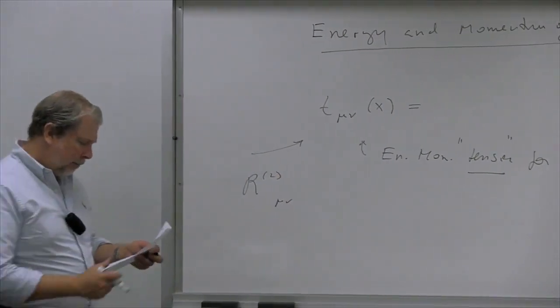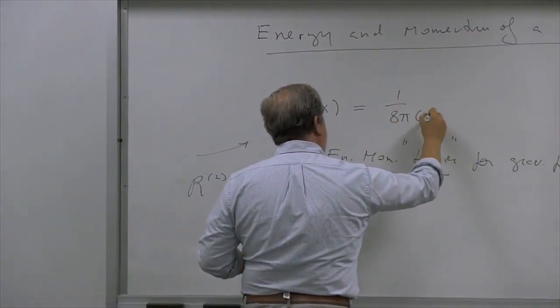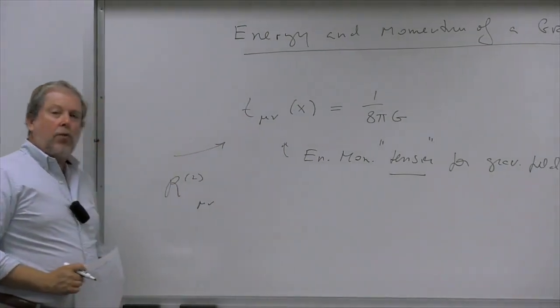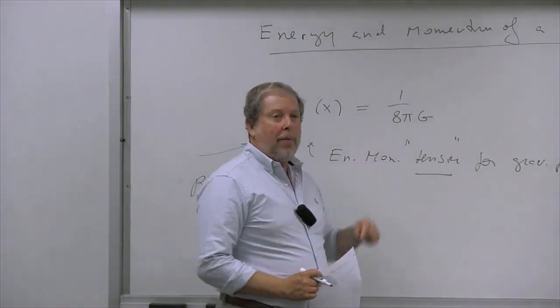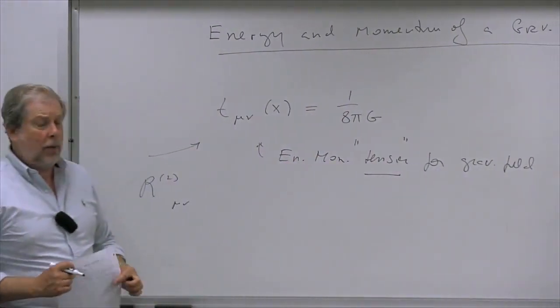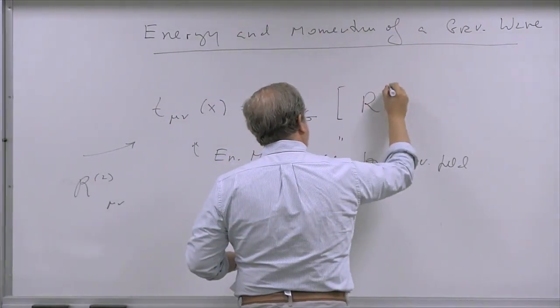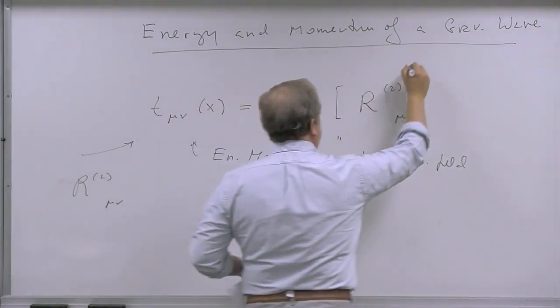Right? And so this was defined as 1 over 8 pi G, because as we write down the field equation for the h mu nu, we have an 8 pi G in front, so we have to undo that by dividing this part by 1 over 8 pi G. And so this is the R2 part, the part that is of order h squared.